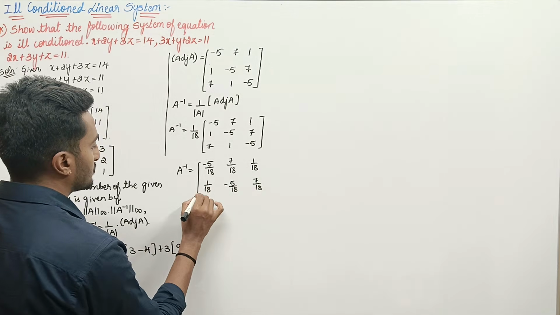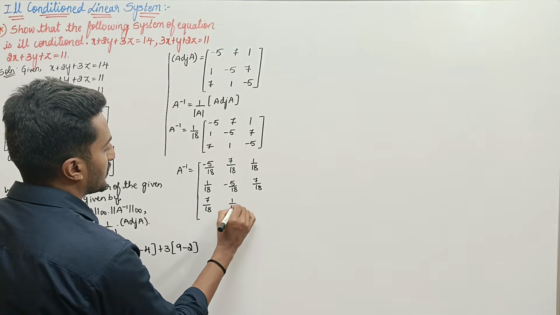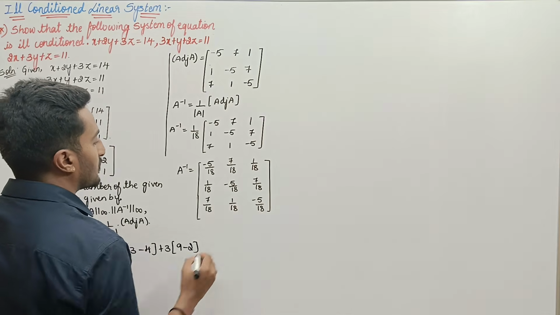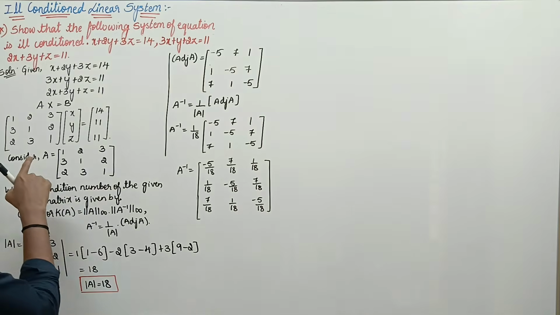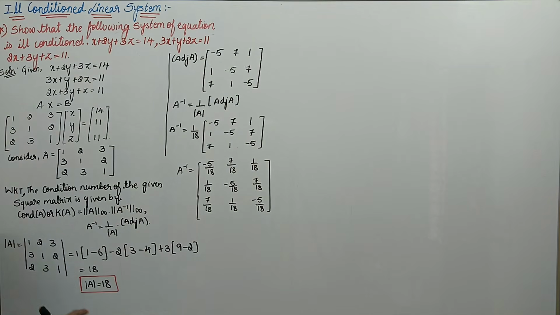The last row is 7 by 18, 1 by 18, minus 5 by 18. Now, considering matrix A and A inverse, we are going to represent the condition number.